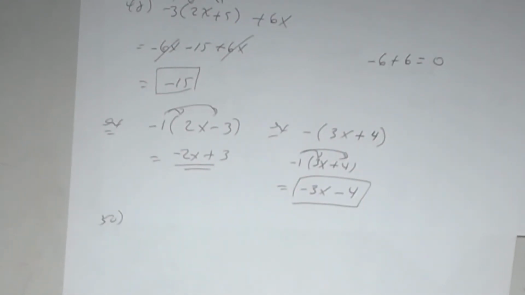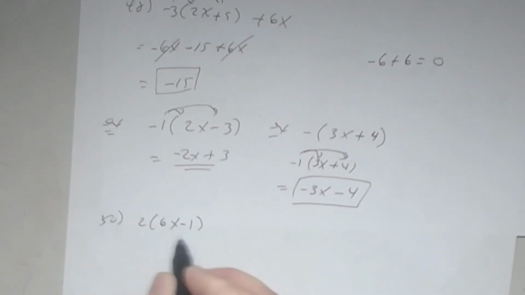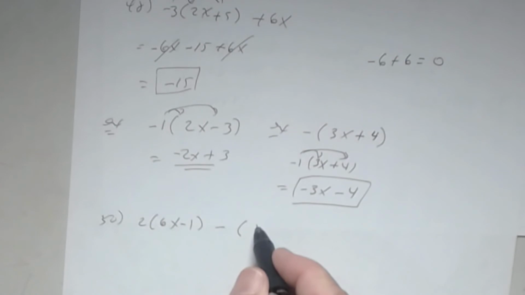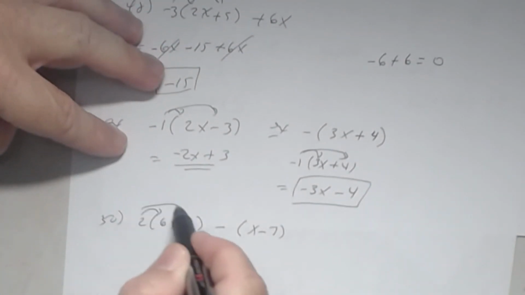So here's number 50. You have 2 times 6x minus 1. That's the easy part right here. Minus, in parentheses, x minus 7. Now don't make this too difficult. The first part's easy. The second part you can do. So it looks like I'm going to be using the distributive property how many times? Twice. The first one's easy. You're distributing a what? A 2.